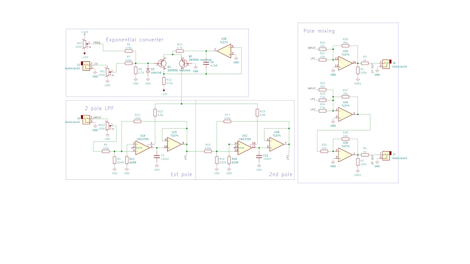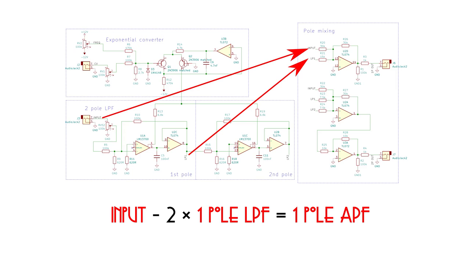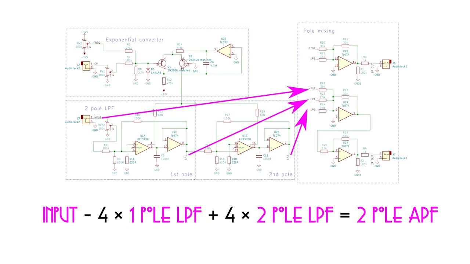The idea with pole mixing is that you can take your input signal and your first pole output from the low-pass filter and the second pole output and combine them in different ratios, and what you'll get is different kinds of filter response. So for instance, if you combine the input and two times the one-pole low-pass filter output, you get a one-pole all-pass filter. Or if you take the input and combine it with four times the one-pole low-pass filter and four times the two-pole low-pass filter, you end up with a two-pole all-pass filter. So that's the circuit, and let's take a look at how it works.